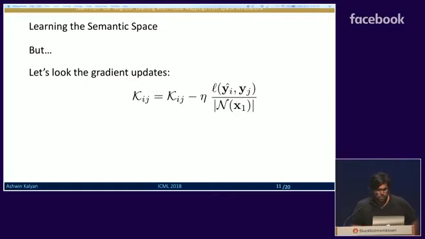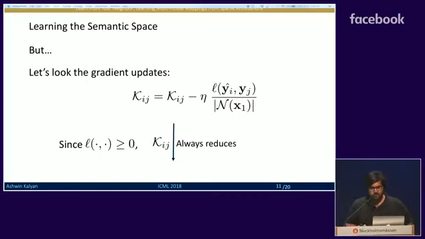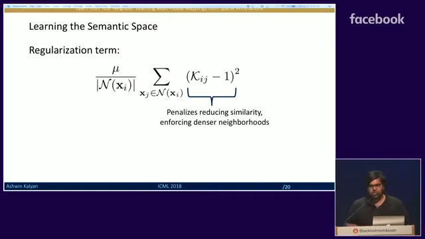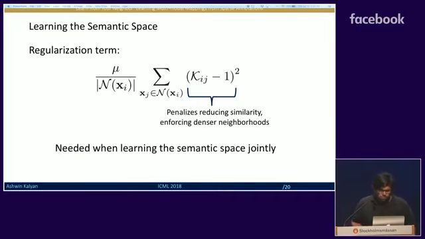Substituting in the gradient, you can see that it just depends on the log likelihood term, which is always greater than or equal to 0, which means that even if the loss is slightly positive, it always works towards reducing the similarity. In other words, if the model being used to learn the representation space has enough capacity, then it just pushes all these points as far apart as possible to make kij 0 and trivially minimize this objective. So we include a small regularization term that penalizes the model every time it reduces similarity from 1. Recall that this is needed only if you're trying to learn the semantic space jointly.